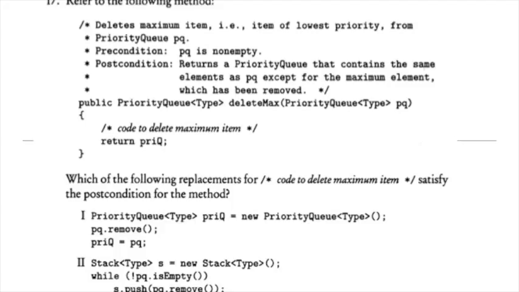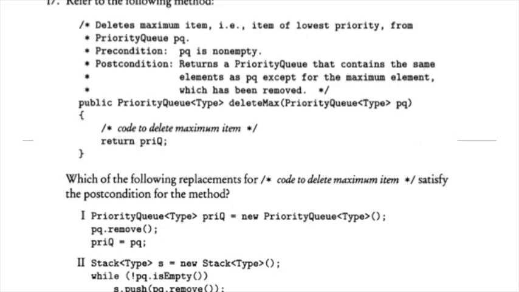The first method, let's check its correctness. It's trying to declare a priority queue called PRIQ. We call PQ.remove, and then we just directly assign this newly declared PRIQ equal to PQ.